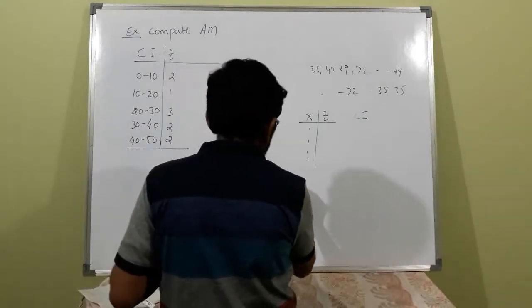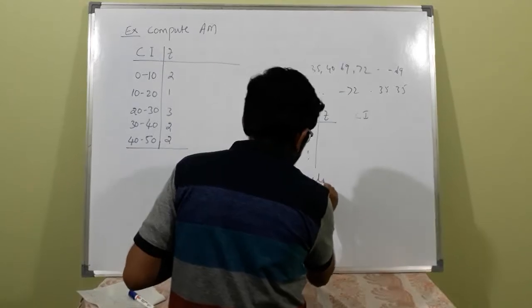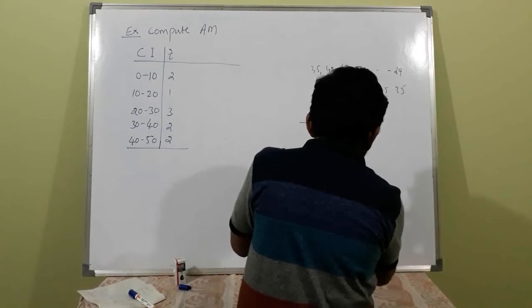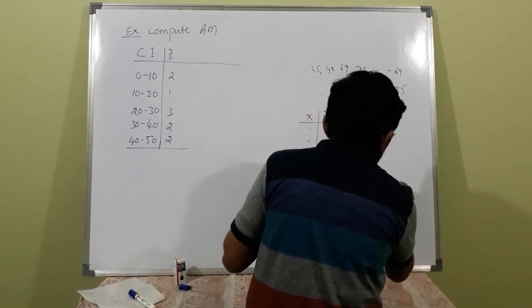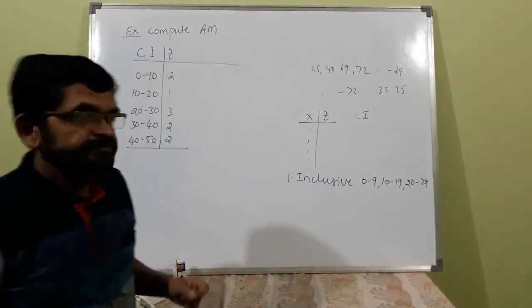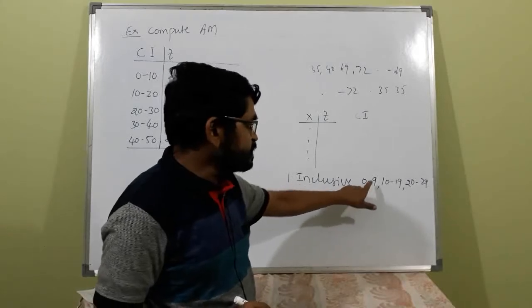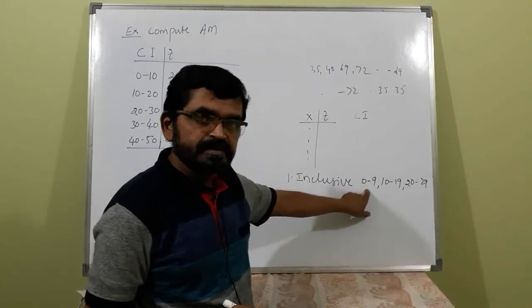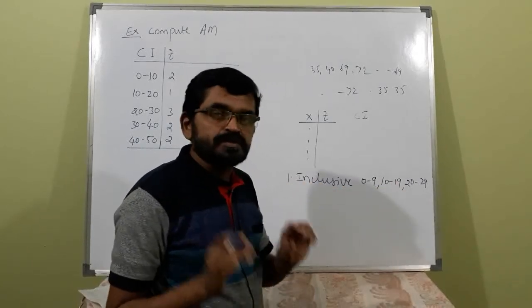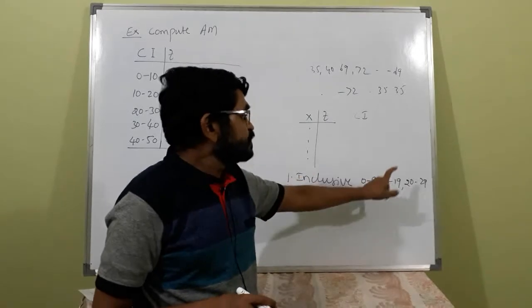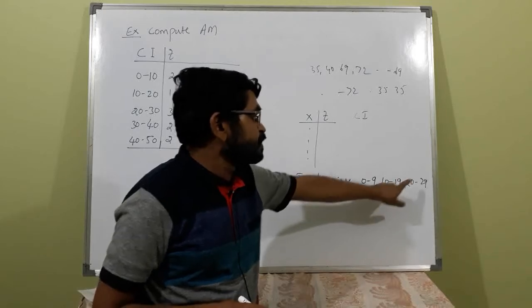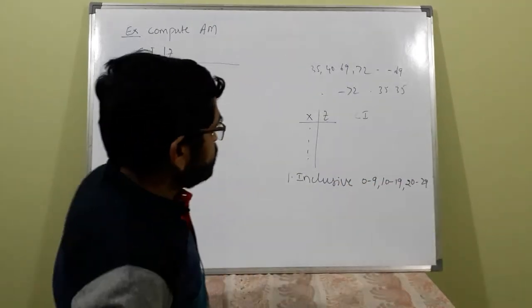One is inclusive class interval. Inclusive class interval means say 0 to 9, 10 to 19, 20 to 29, etc. Here both 0 and 9 are included in the same class. 10 to 19 means suppose a score is 10, then we have to include it in this class interval only. Suppose a score is 20, you have to include it here, like that.